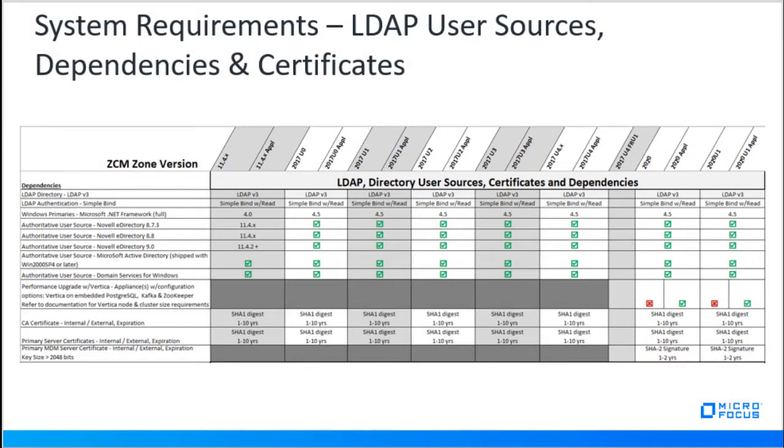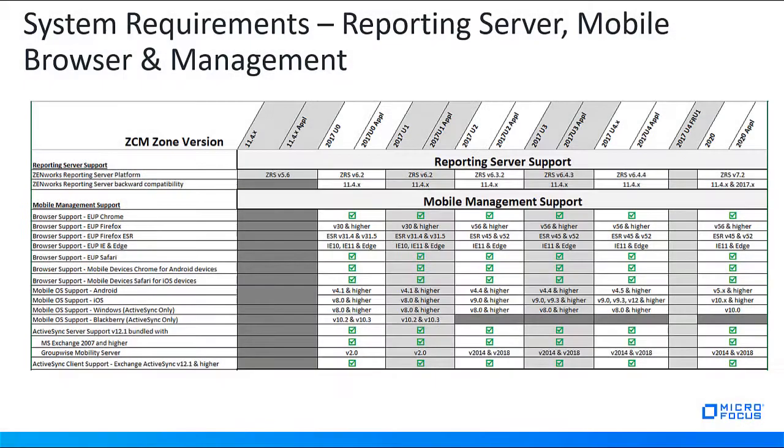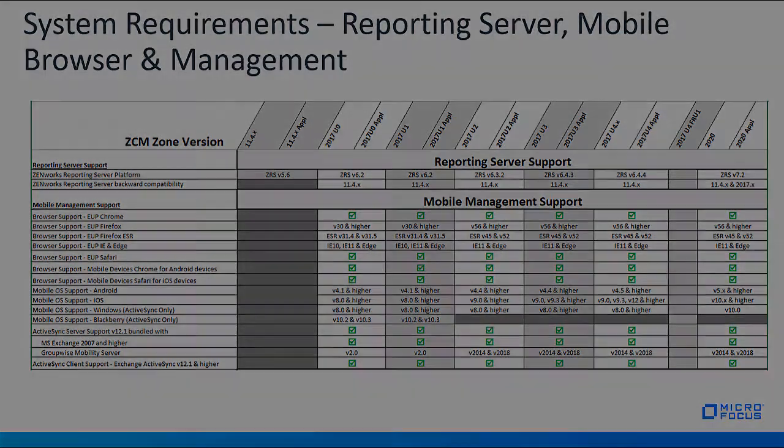LDAP user sources, dependencies, and certificates. Same thing goes. After 11.4, .NET 4.5 has been used straight throughout. Same with LDAP version 3 and simple bind with read. So not much has changed here, but double check this. Make sure your documentation states what you need for which version you're going to. System requirements for reporting server, mobile browser, and management. If you're doing mobile management, double check these specs, as well as the reporting server.